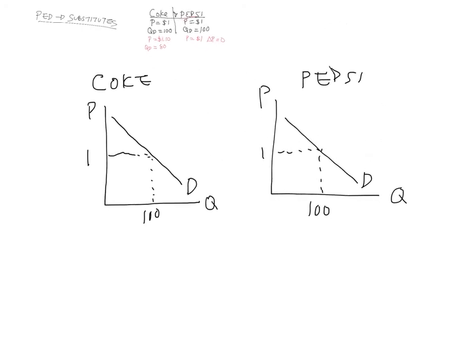Okay, so what is going to happen over here? In the first place, there is going to be a change in the quantity demanded of Coke because it's $1.10, 80 units. That's the first thing that is going to happen. Now what is going to happen to Pepsi?